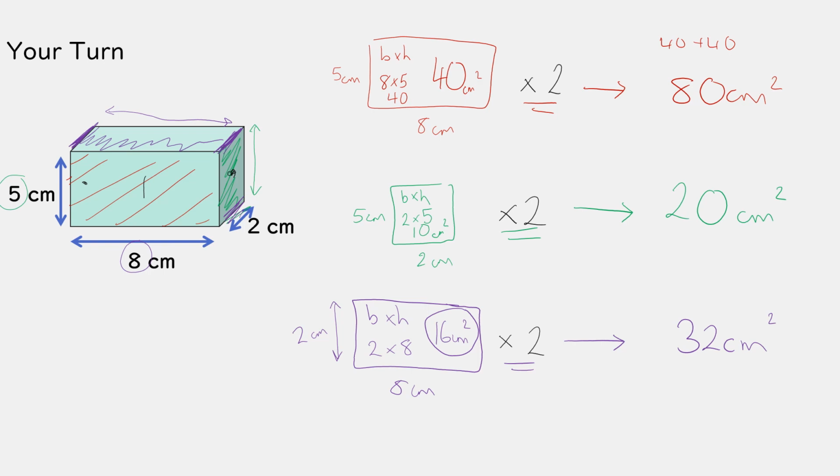32 centimetres squared. That's not it though. Remember the last bit, full surface area, is all of those added up. So 80 plus 20 plus 32. You can use column method, you can use a calculator. I'm going to have 2 here, 8, 9, 10, 13. So my total is 132 centimetres squared. Don't forget the units.